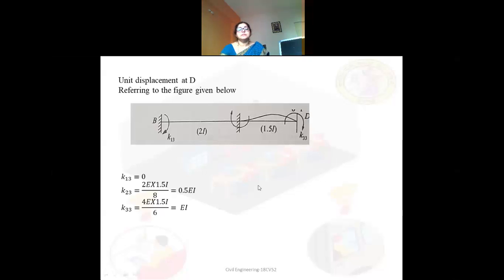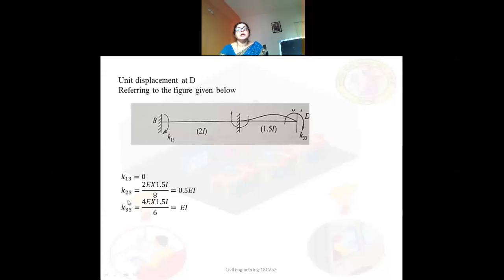Similarly, you have to do for unit displacement at D. That is when you apply a unit rotation at coordinate 3, what is its effect at coordinate 1 and coordinate 2? Right. So what will happen when there is a rotation here in the clockwise direction? It will undergo hogging. There is no effect on span BA. Right. So K13 is equal to 0.